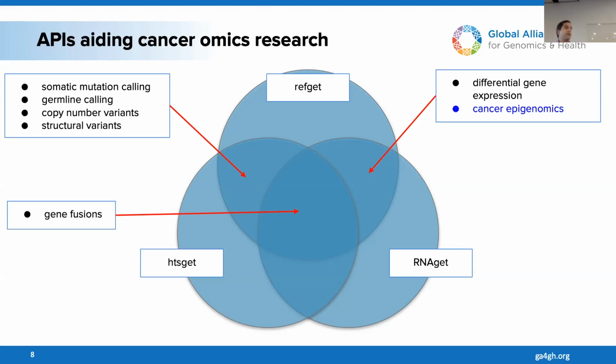If you look at RefGet and htsget, the intersection of those, having the reference sequence and having these BAM files, might allow you to do somatic mutation calling, germline calling, copy number variance or structural analysis, based on how the experiment was done that produced the BAM files. Something that would involve RefGet and RNA-get might be differential gene expression, or some sort of cancer epigenomics analysis, because the lessons learned from having these RNA matrices might have applications to epigenomics as well. And something that I thought might be at the interface of all three is gene fusion analysis.